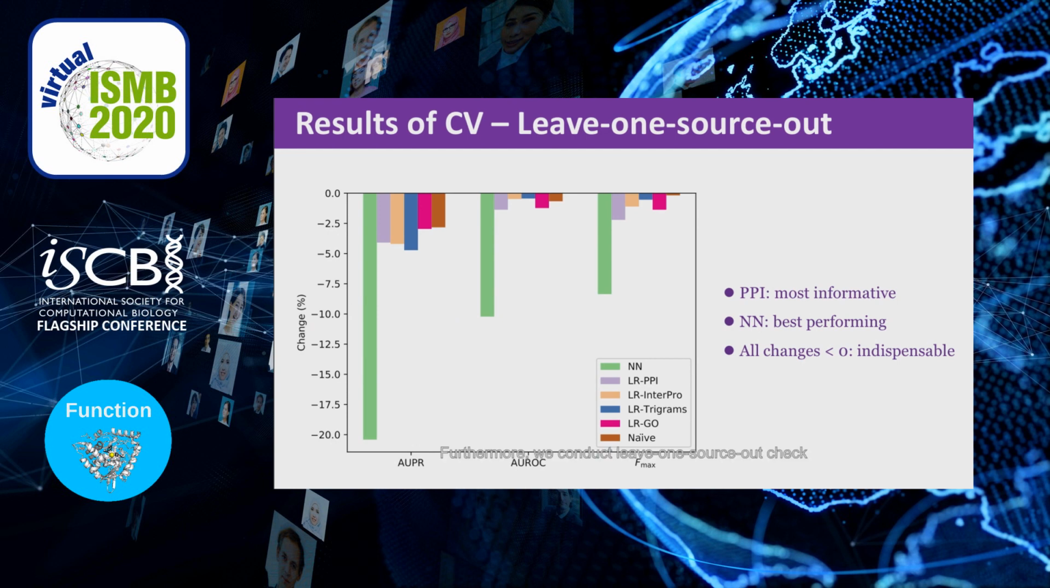Furthermore, we conduct a leave-one-source-out check by eliminating each data source from the learning to rank framework in order to find the most informative data source. The results show that the performance of the model eliminating PPI is most reduced. Again, it indicates the power of the PPI network. Besides, we can see the AM method is the most important basic model among them, and all changes are negative, suggesting all components are indispensable.